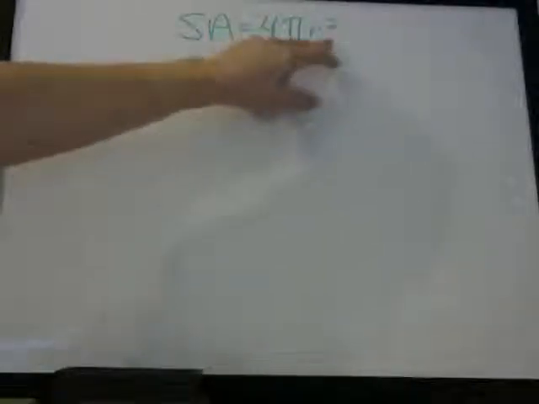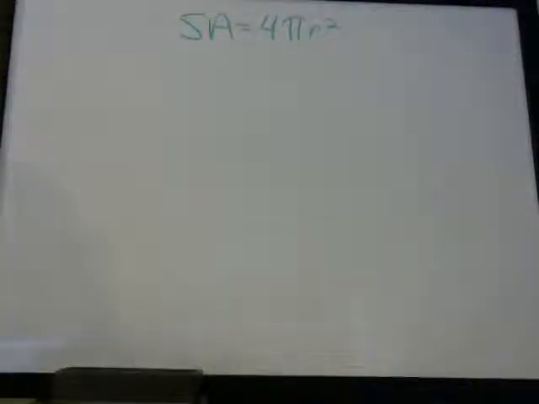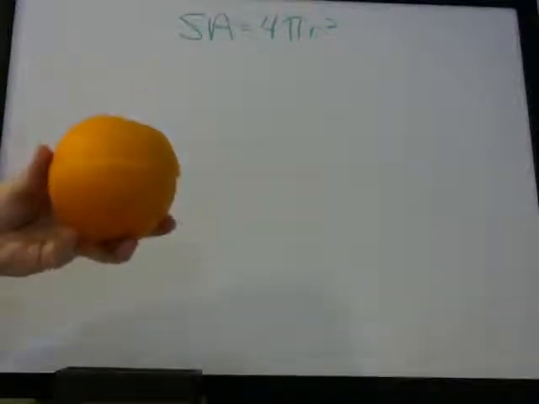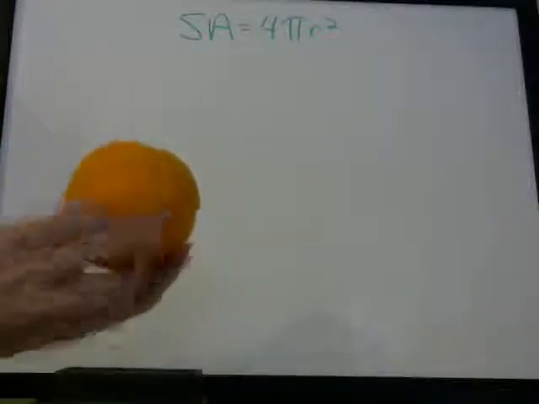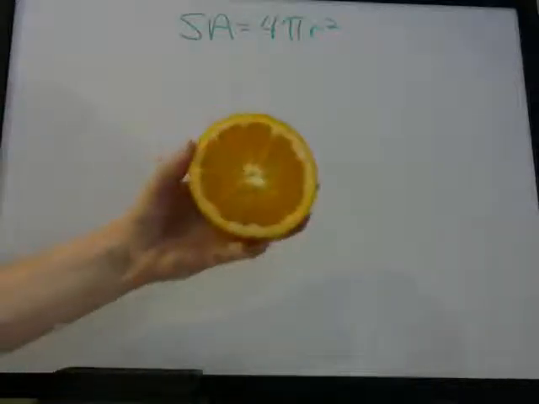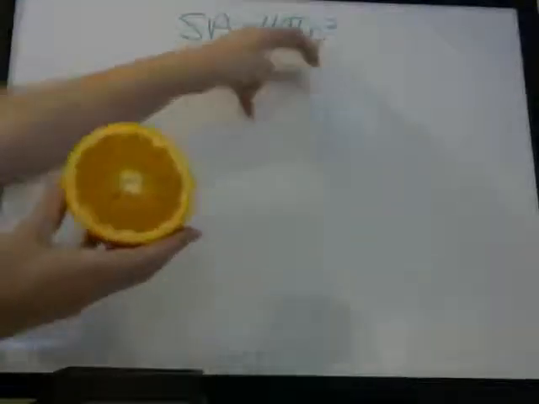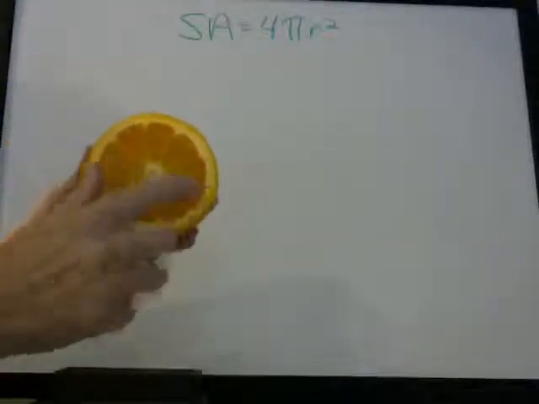And r squared. So what is r? So that's radius. So if you have a perfectly round object, we'll just use an orange, let's say. If this was perfectly round, this is a sphere. If you cut it in half and look at it, you have a circle. And so the r in this formula is the radius of this circle.